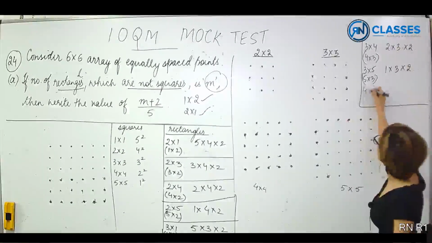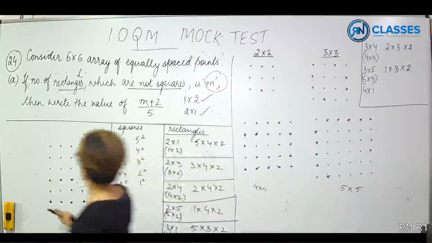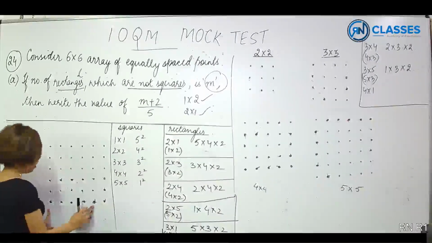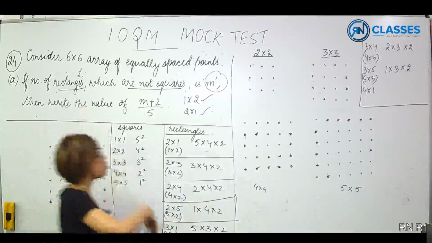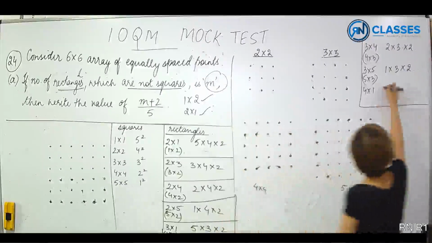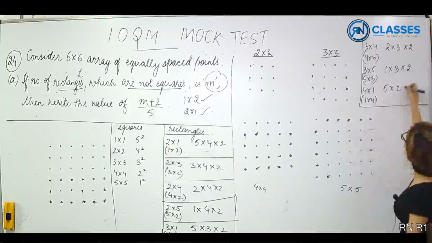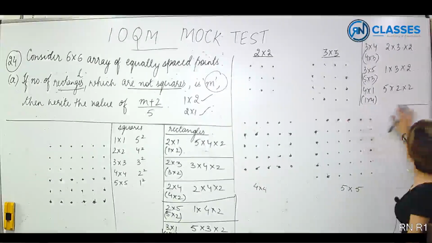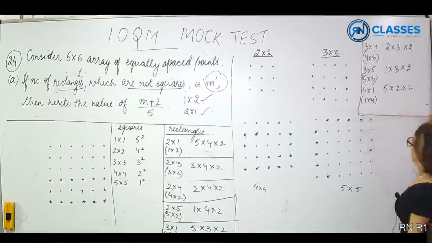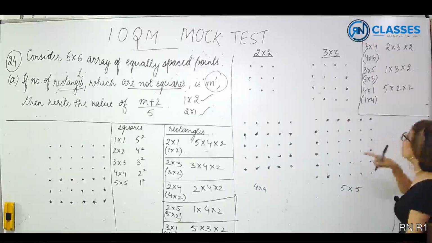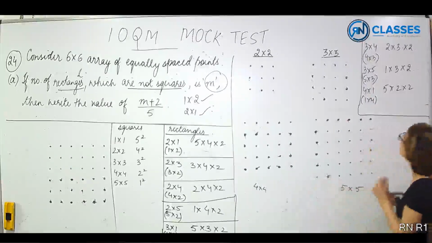4 into 1. 1, 2, 3, 4. So that means 1, 2. 5 times. So 5 into 2. Now I also want 1 into 4. So that is into 2. More space we need. Right. Then 4 into 2 is done. 4 into 3 is done.